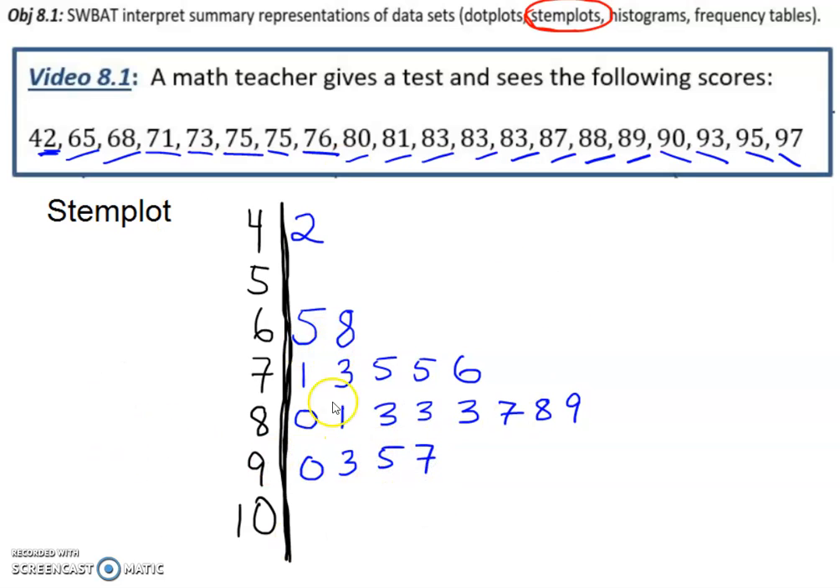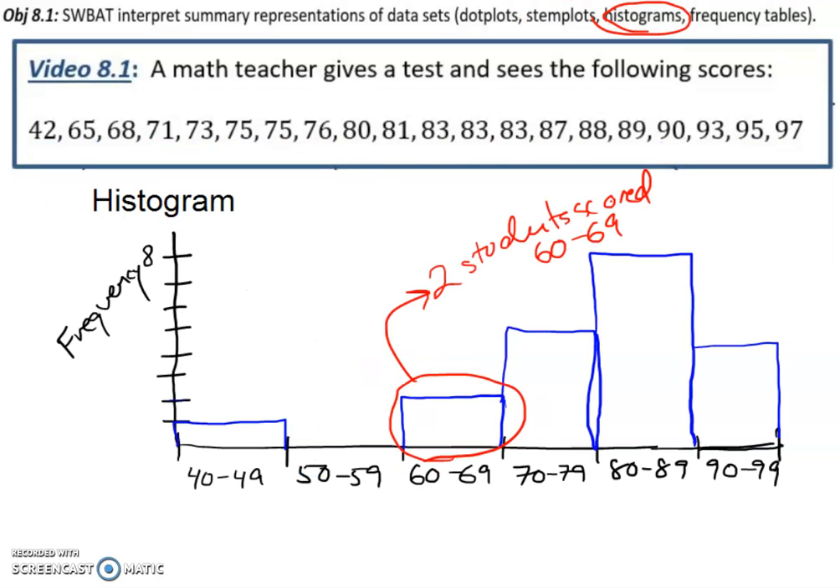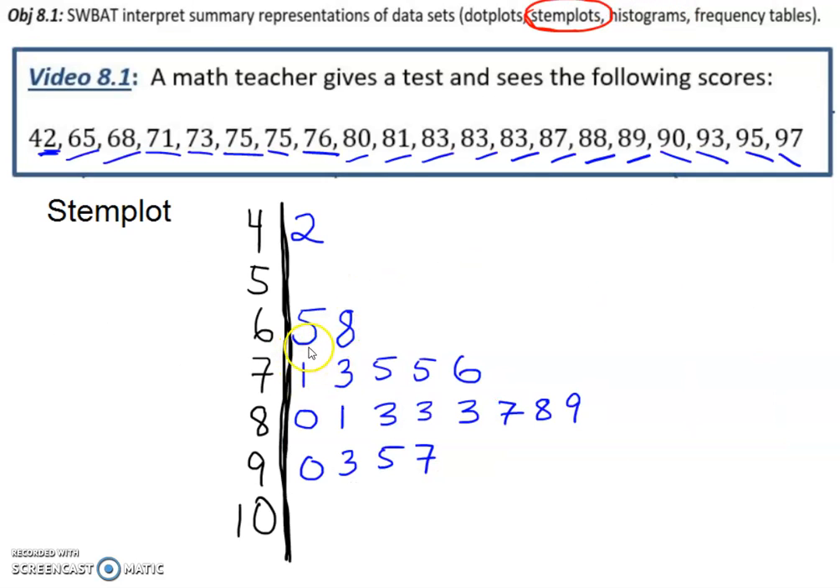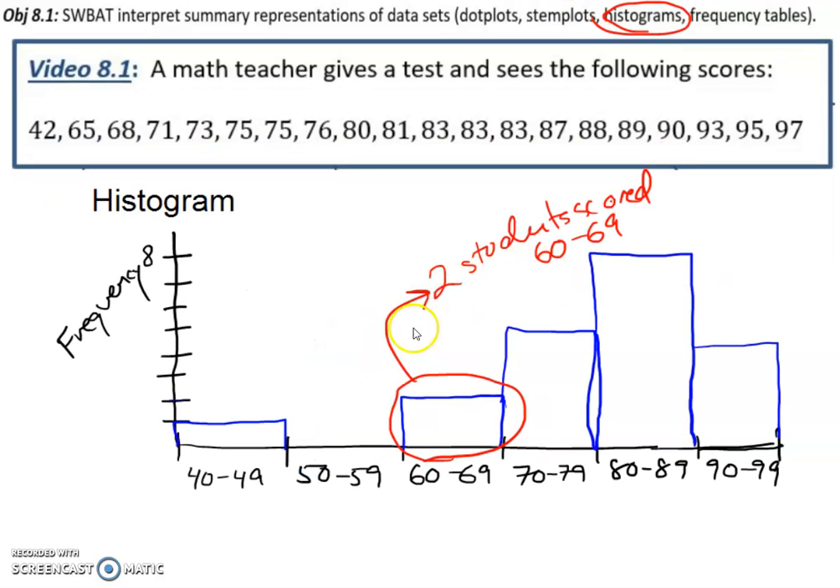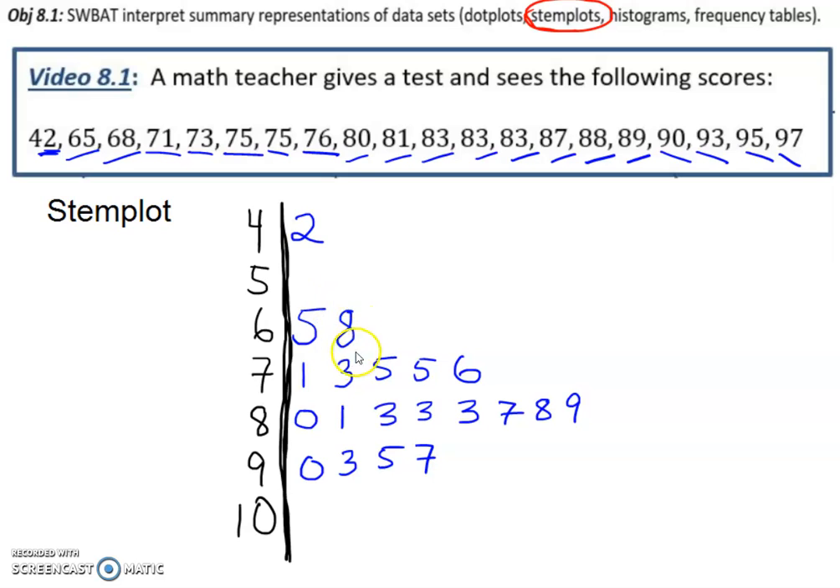I can't rotate my screen right now, but if you turn your head sideways, this should kind of look like a dot plot. In fact, it should basically look the exact same as this histogram as well. The only difference is it's got more information. Instead of a histogram that just went to 2 bars, this shows you not only that there were 2 people in the 60s, but exactly what they got. It's kind of like a sideways dot plot where the dots are actual numbers.